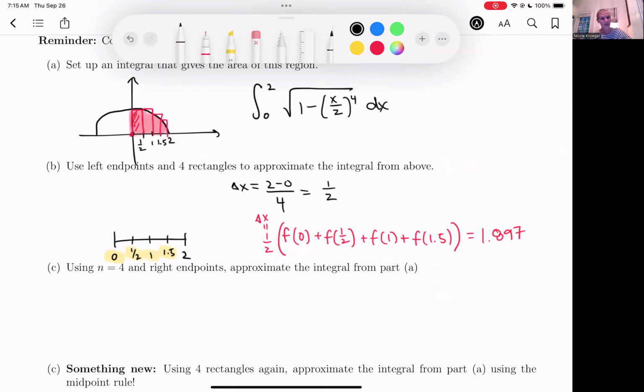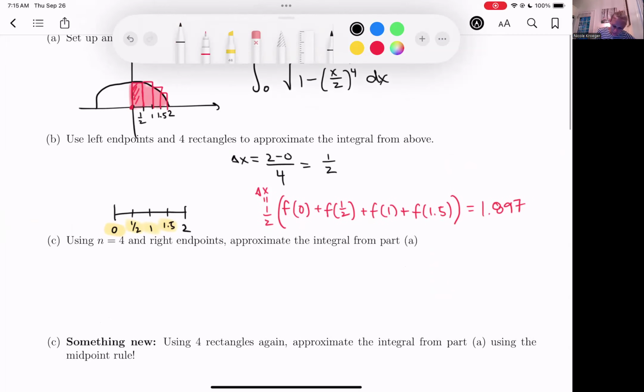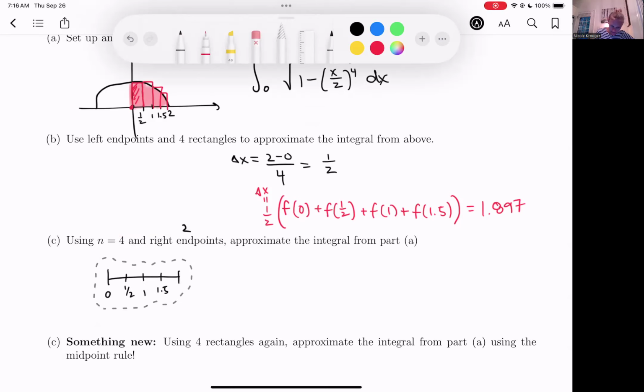Okay, so now maybe you should try getting this set up on your own using right endpoints. So we're actually going to have the same increments as we did before. We can have the same number line, and just copy it down here.